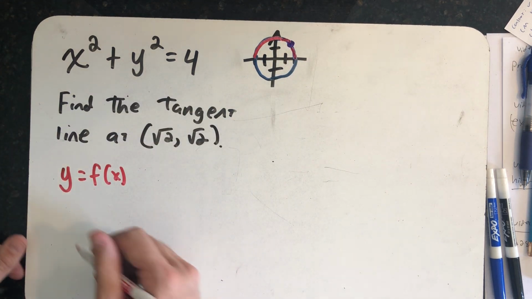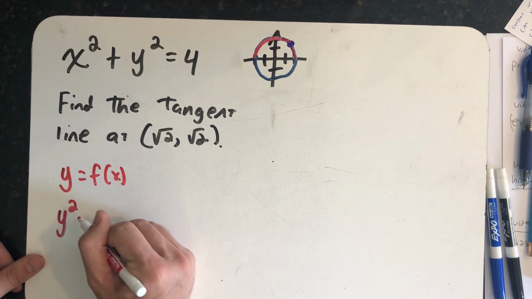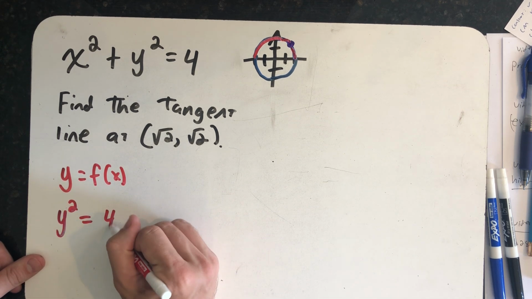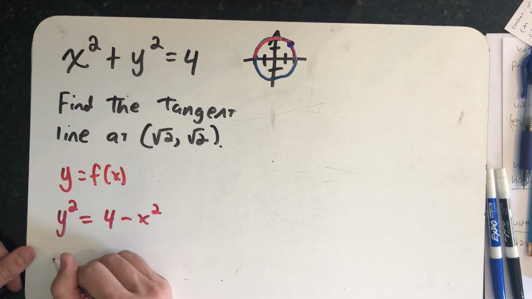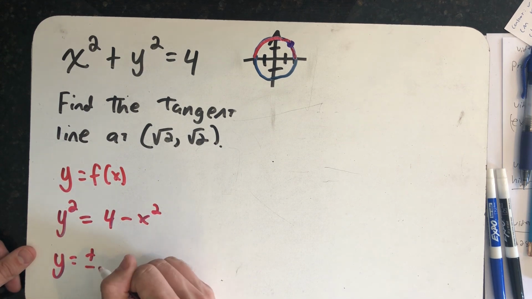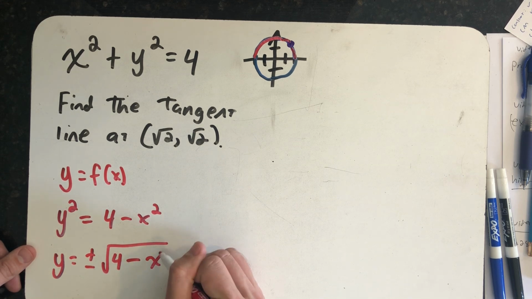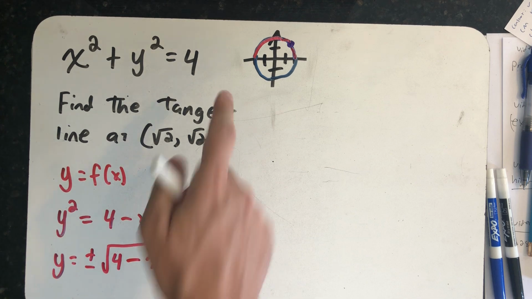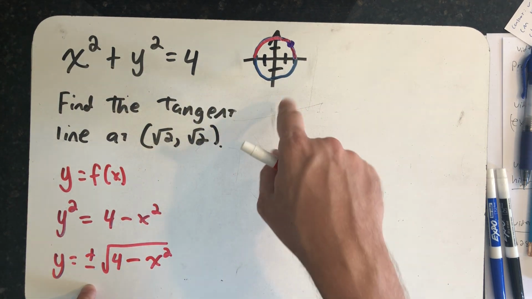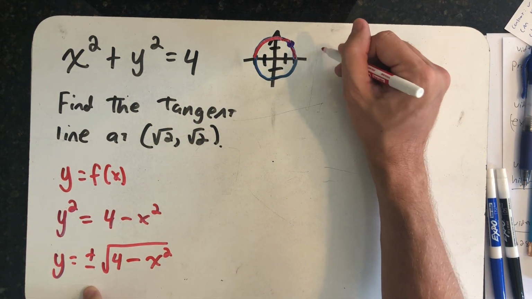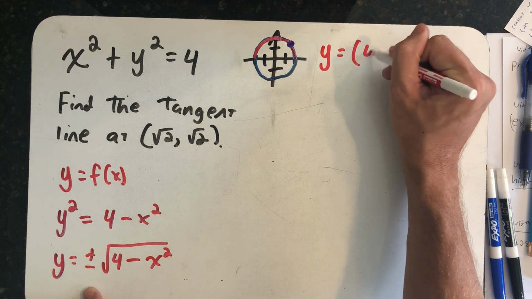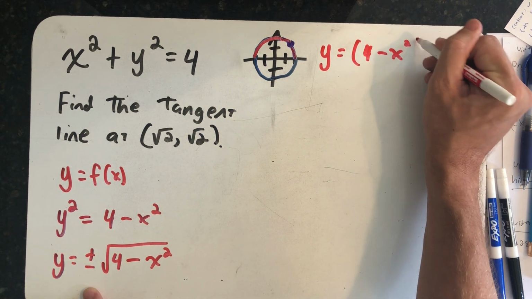So let's solve for y. Taking x squared away from both sides would get me here, and then taking the square root of both sides would actually give me two equations. y is plus or minus the square root of 4 minus x squared. The plus is talking about the top half, the minus would be talking about the bottom half. So for our problem, I just need to be taking the derivative of the top.